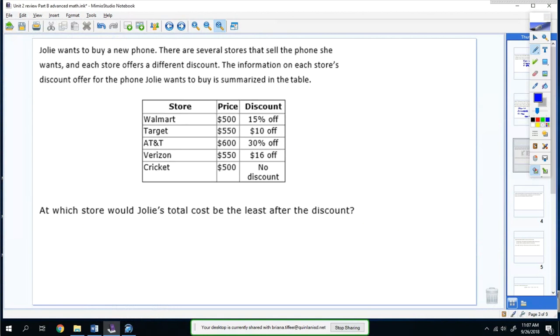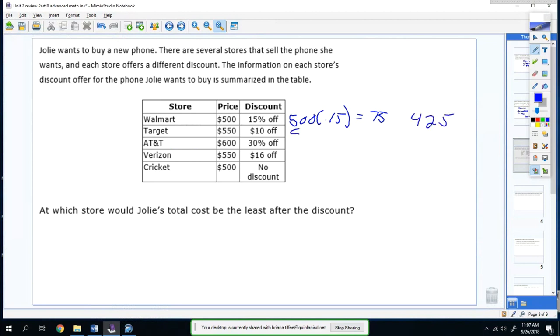All right, Jolie wants to buy a new phone. There are several stores that sell the phone she wants, and each store offers a different discount. The information on each store's discount offers is summarized in the table. At what store would Jolie's total cost be the least after the discount? So Walmart's 15% off. So you do 500 times 0.15, and you get 75. When you find your new price, you subtract that, and it'll be $425.